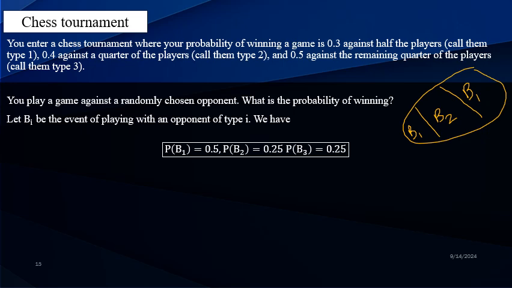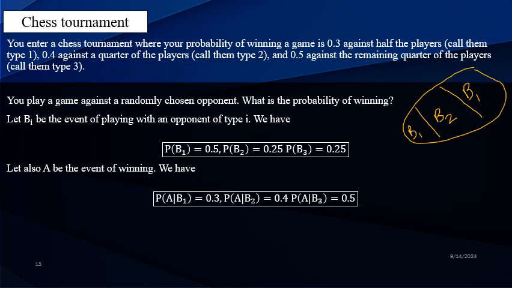Next 25. Once the first 50% you have already called type 1, then the next 25% will be type 2. That's the probability of B2 is 0.25. And what is the probability of B3? It is the last 25%, 0.25. So 50 plus 25 plus 25, it is total 100%. So a complete partition. Okay, there is no issue in the problem.